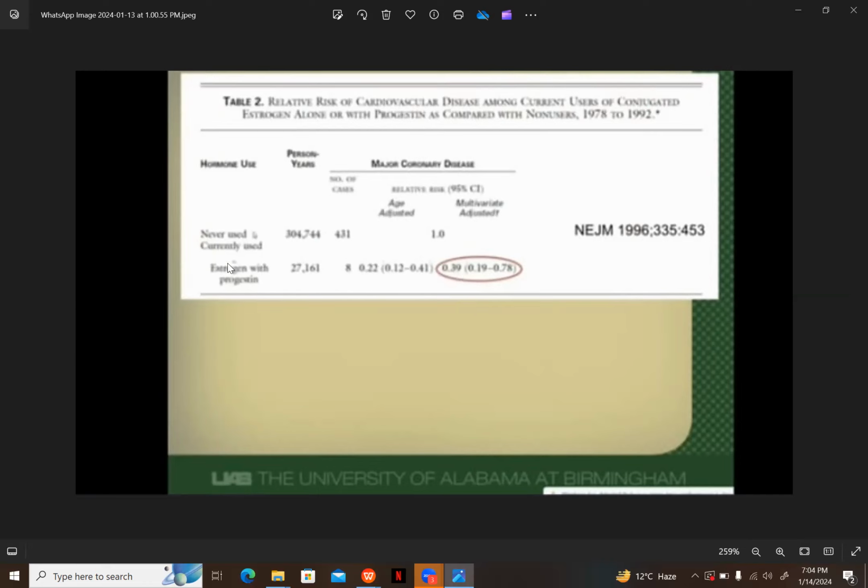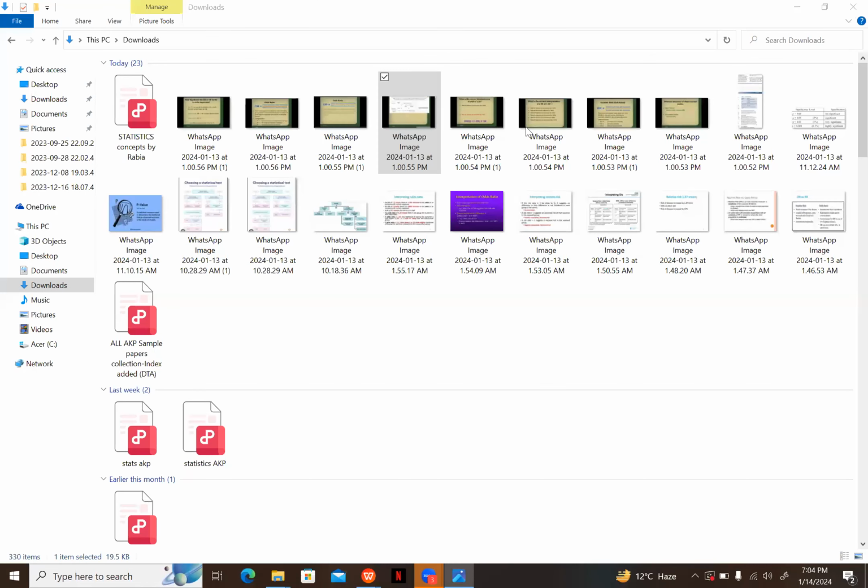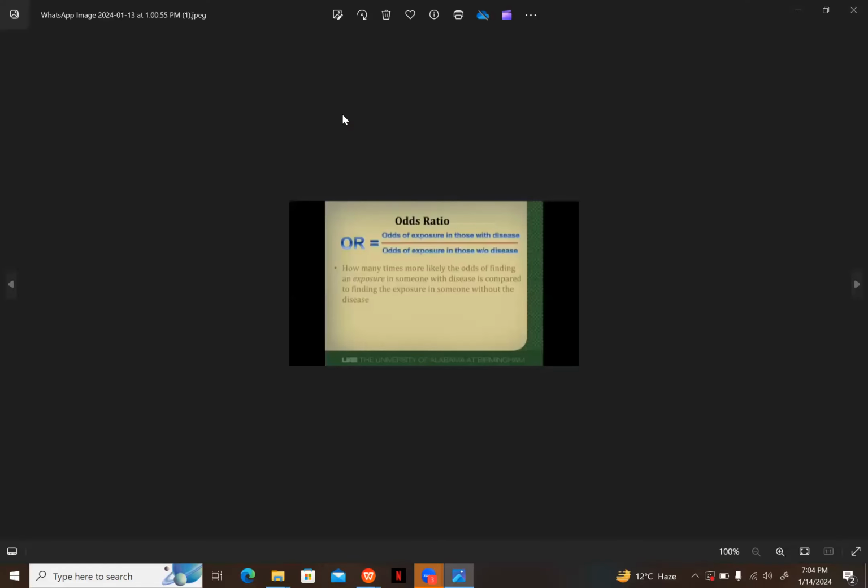It means this intervention, suppose estrogen or progestin, whatever you are giving, it is decreasing the risk. Okay, so in the exam it will be given like that. Simply interpret it as more than one or less than one. This is simple, this is not that tough.